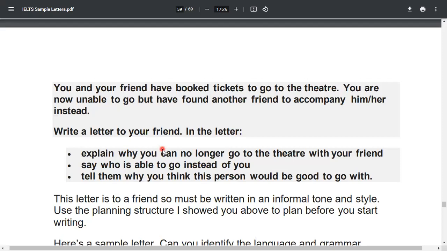Now we have a practice question here, as you can see. You can practice this question by yourself, and if you want, you can write it down in the comment section below. By the way, I guess this one is an informal letter because you are writing to a friend, so you don't have to use formal language in your essay.